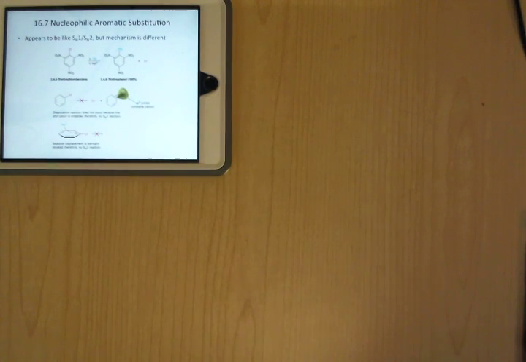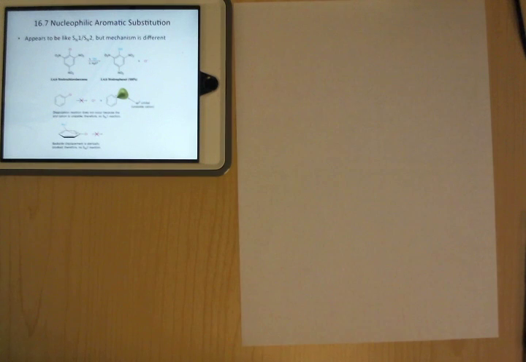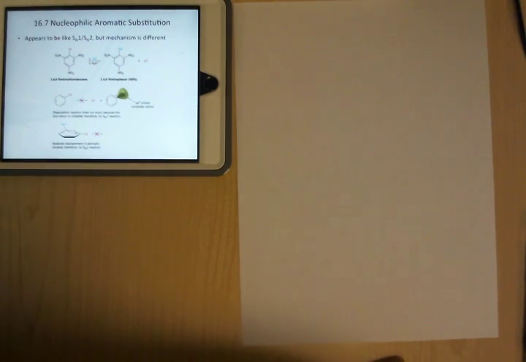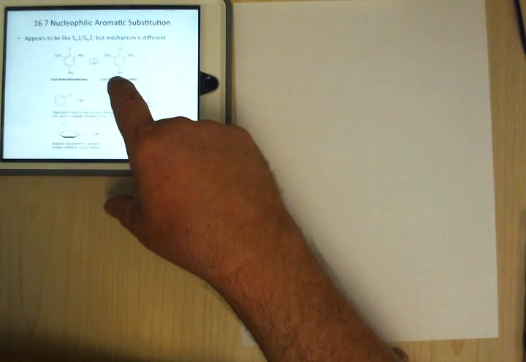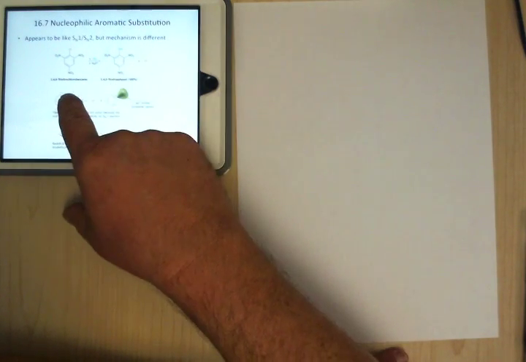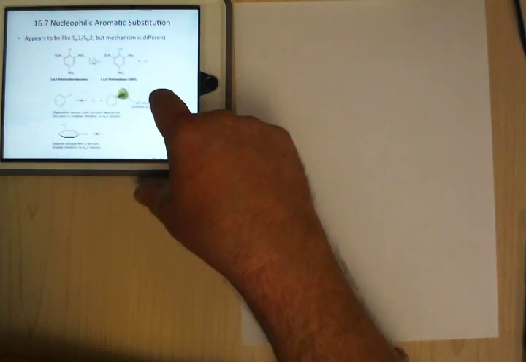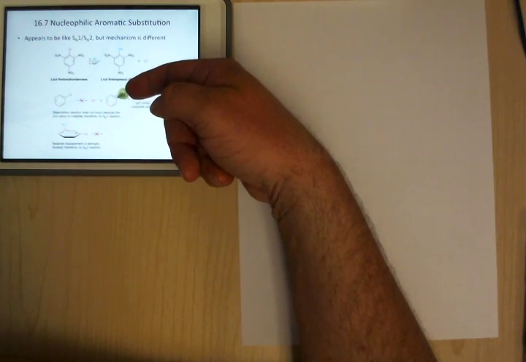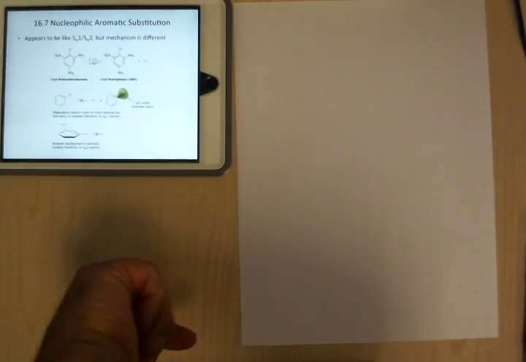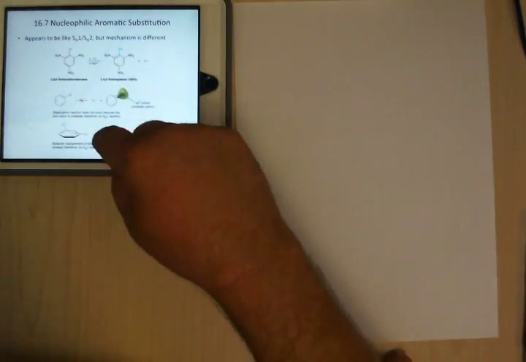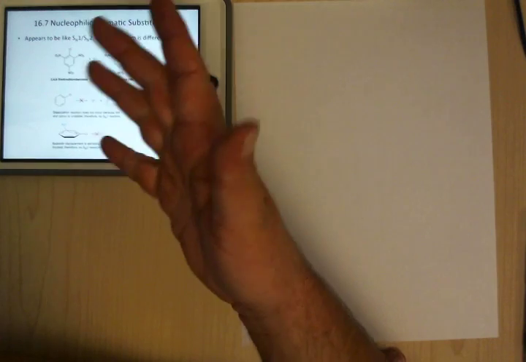Now, nucleophilic aromatic substitution. Electrophilic is probably the more important of the two, but this one can be quite important for what you're doing. It looks a lot like SN1, SN2 chemistry, but remember we can't have an SN1 or SN2 here, because you're not going to have the leaving group fall away, since that wouldn't be stable. You can't have SN2 on a benzene, because you can't get inside the ring to do a backside attack. So that doesn't happen.